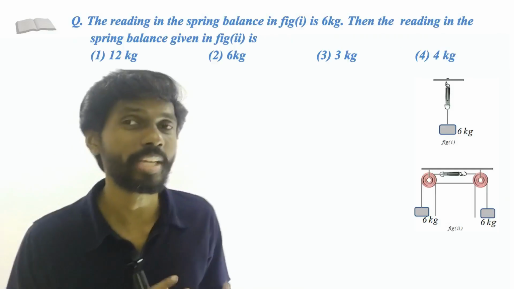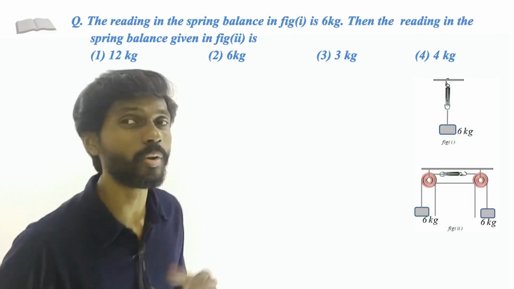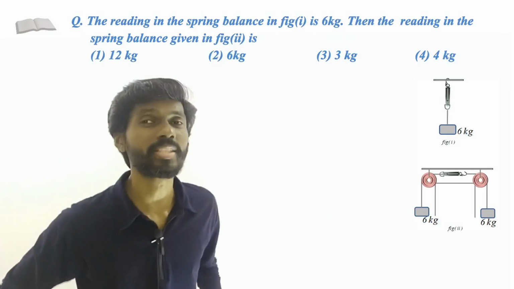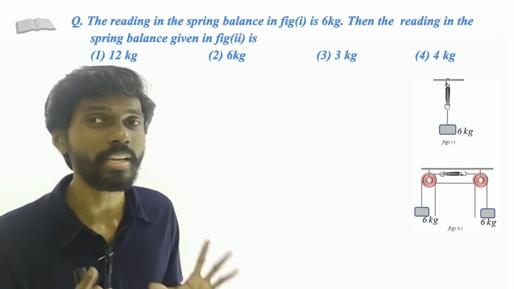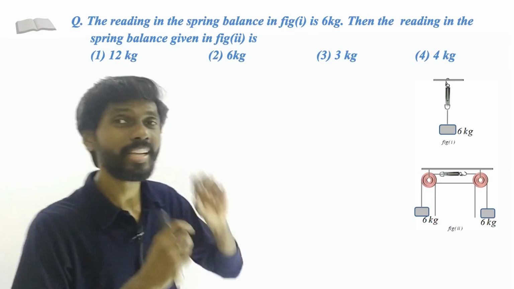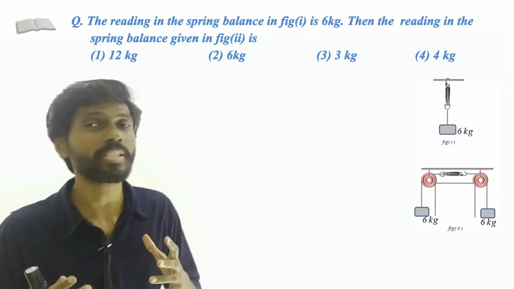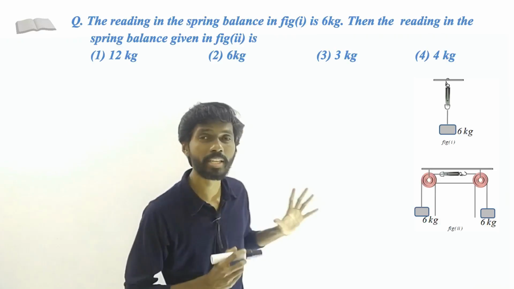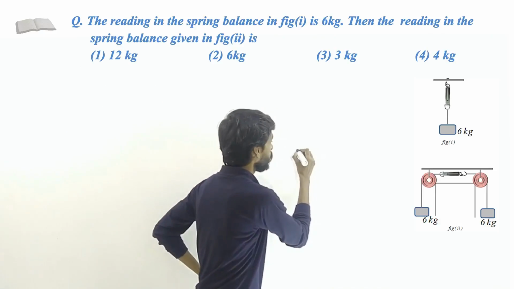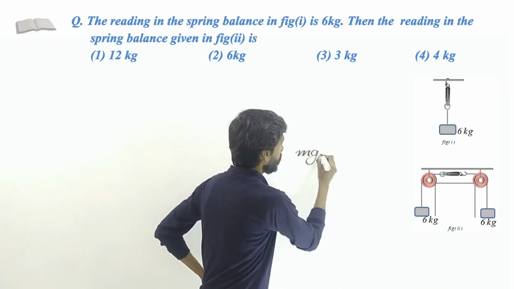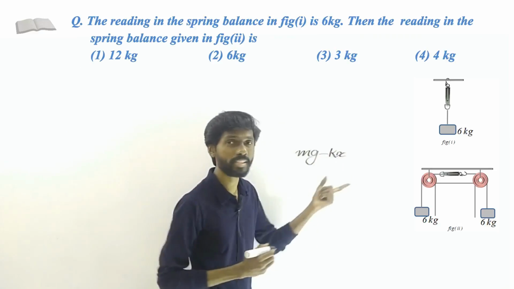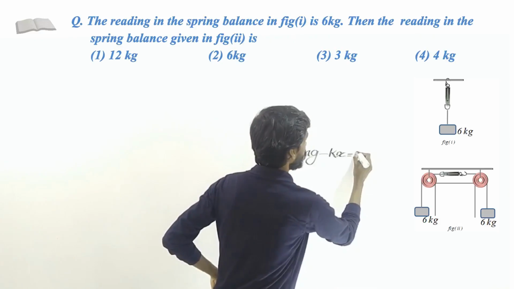Here the mass of the object as read by the spring balance is 6 kg. So 6 kg is the mass of the object, but the spring balance does not read the mass of the object directly, it will only read the elongation. Using the elongation, it will calculate the mass of the object. See, the object is in equilibrium. So the total force, mg minus the spring force, that is kx, must be equal to 0.